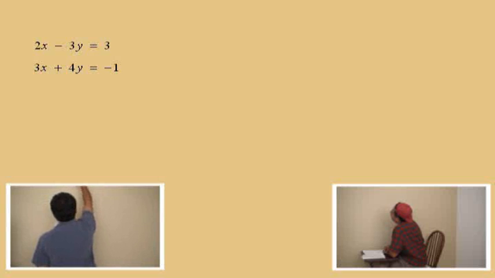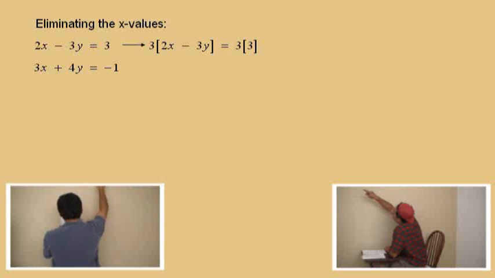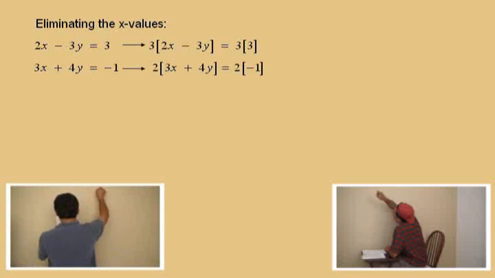What's the lowest common denominator, Charlie? 6. It's a 6, because both those numbers divide evenly into 6. So we're looking for a number to multiply the top equation by and a different number to multiply the bottom one by to make the x's the same. If we multiply the top equation by 3, 3 times 2 is 6, okay? And if you multiply the bottom equation by 2, 2 times 3 is 6.